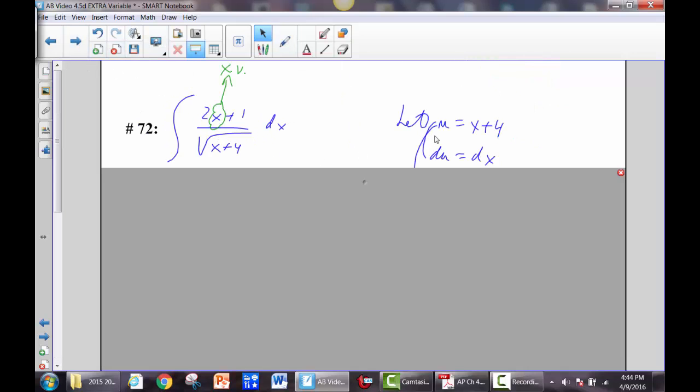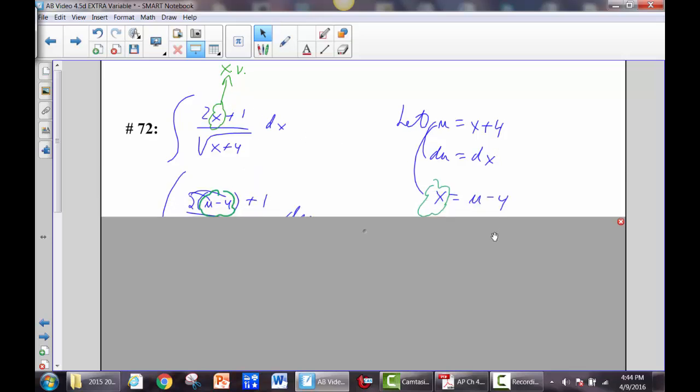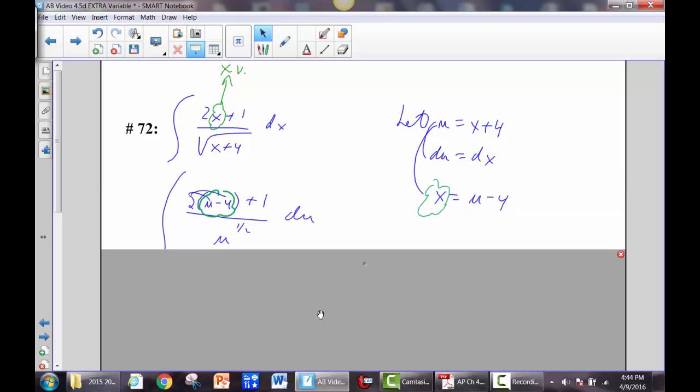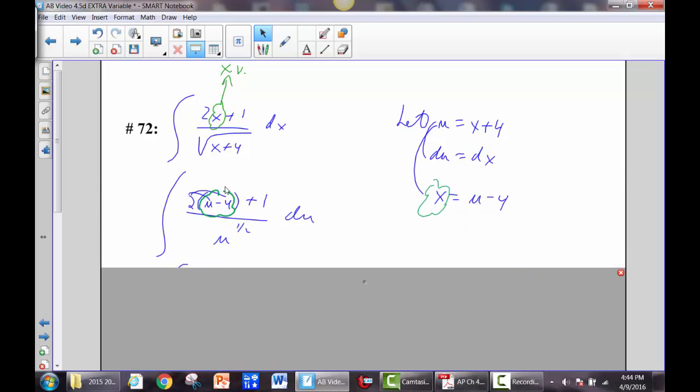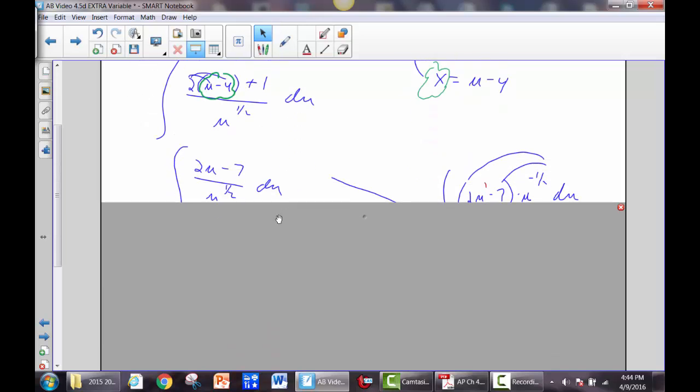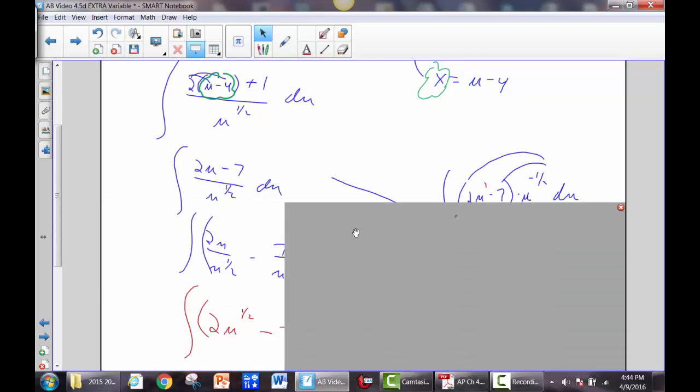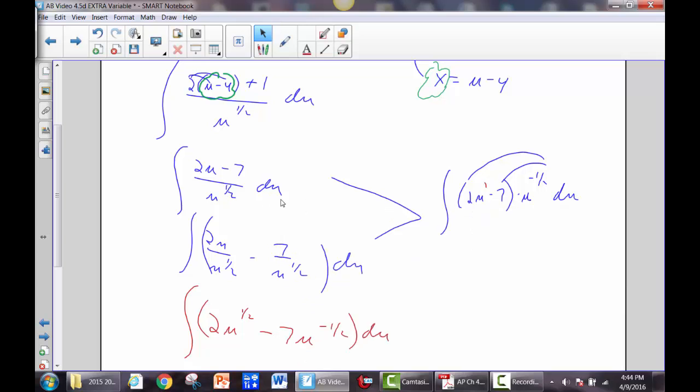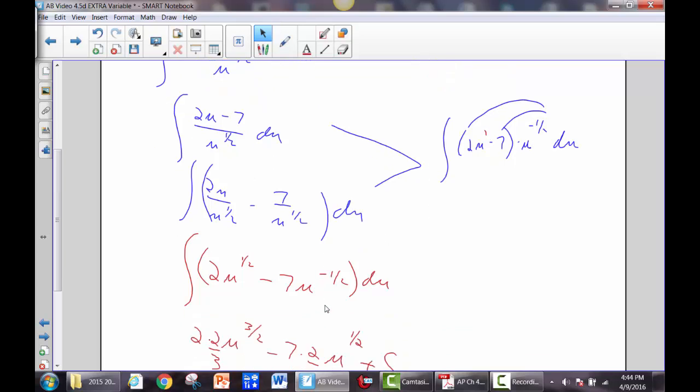Same thing here, let u equal the contents of the radical, and the derivative is dx. You'll notice I have this extra variable here, so I'm going to let x equal, from here, u minus 4. So I replace: I have 2 times u minus 4 plus 1 over u to the half du. Distribute on top, I get 2u minus 7 over u to the half. Personally, what I would do is split it up because that's a monomial. Or you could bring the u to the half on top, make it u to the negative a half, and multiply through. You'll get the same thing, which is this down here.